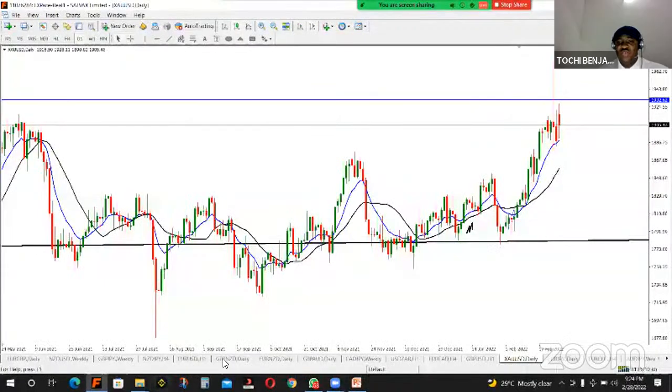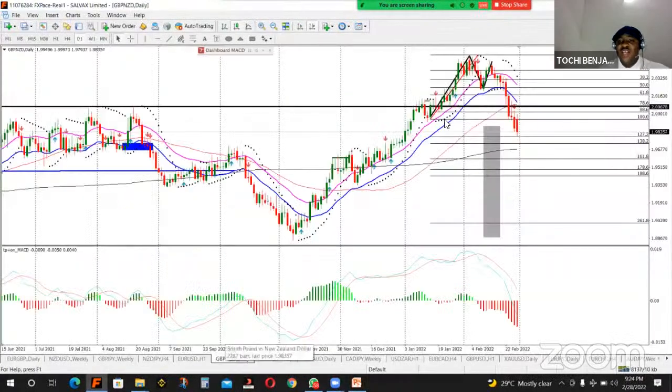This is a moving average. This two is a moving average. These two moving averages are called parallel moving averages. Parallel moving averages. They never meet. Remember the one I told you about, crossover? They never meet.